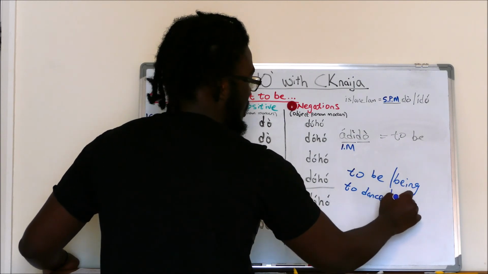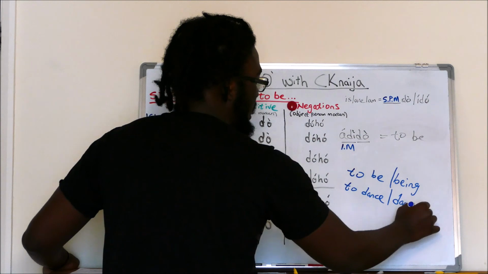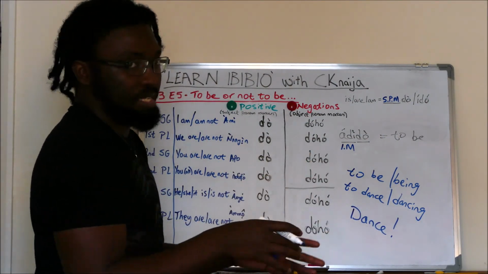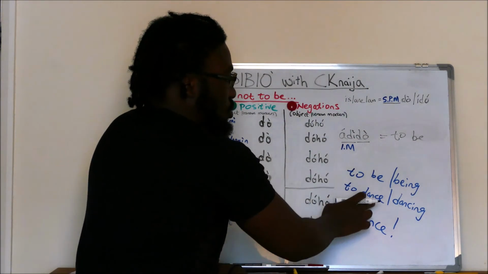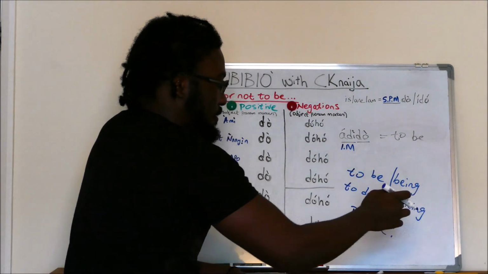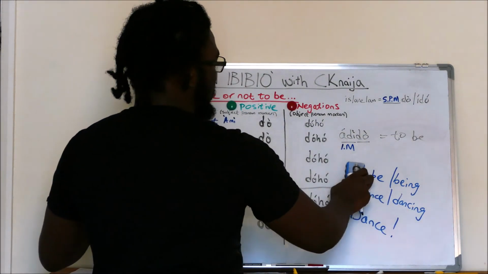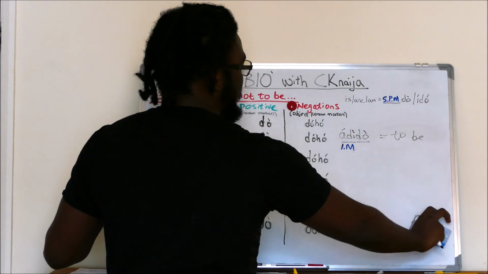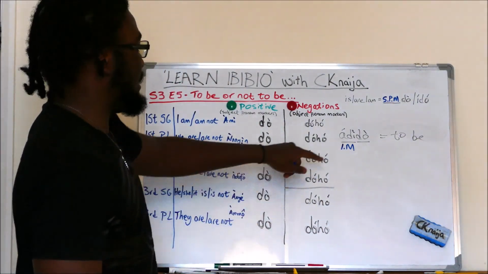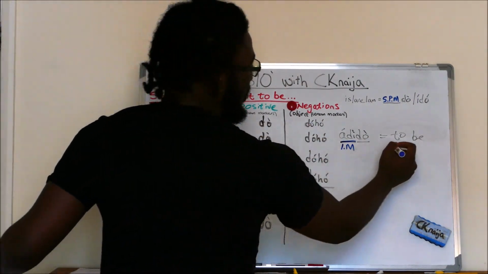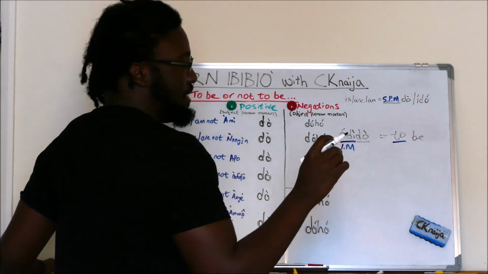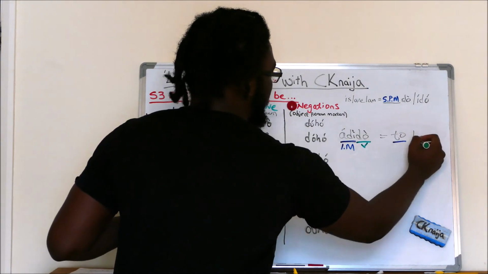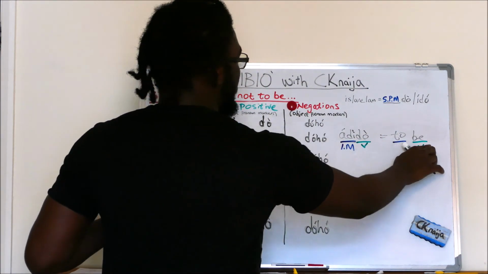or dancing. We're talking about verbs, then we're talking about them in the infinitive form, meaning to dance or dancing. So in Efik-Ibibio, the word that we use for verbs in the infinitive form is ID, and that's equivalent to the word to in the infinitive form. But this is the verb root, and that's the verb, right?